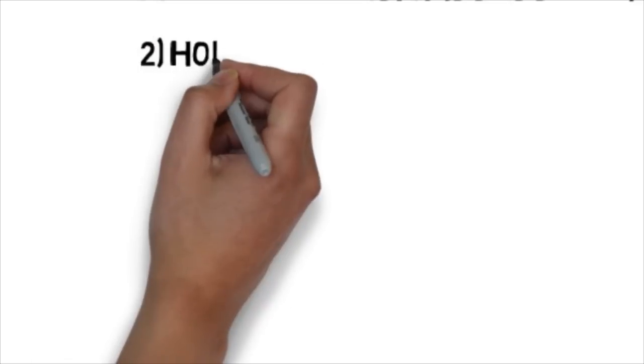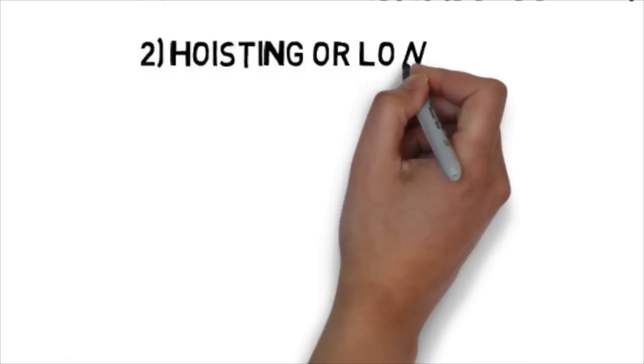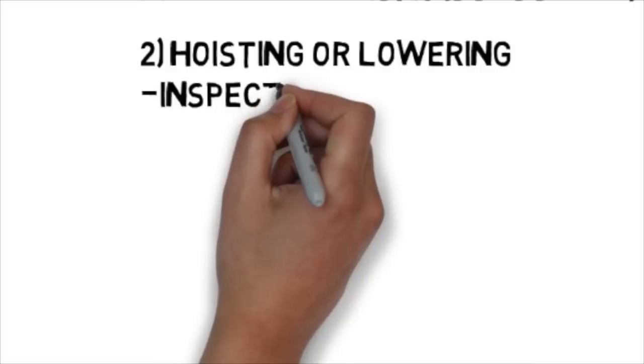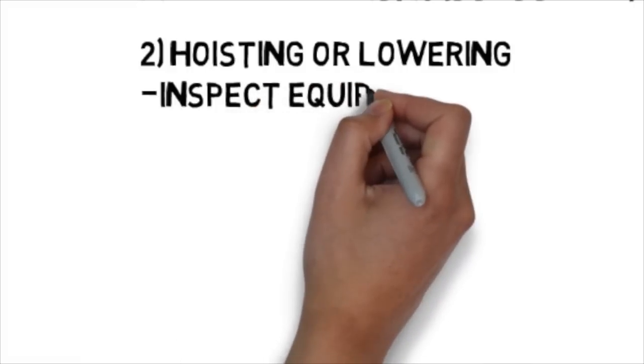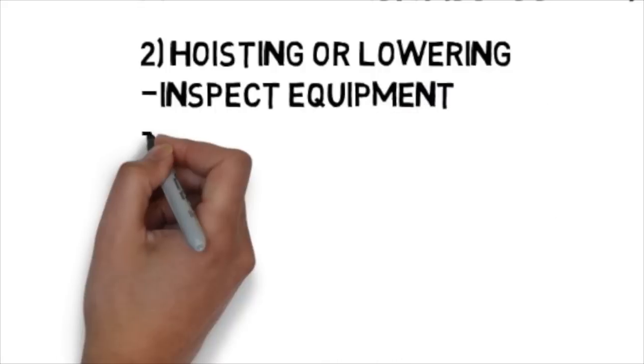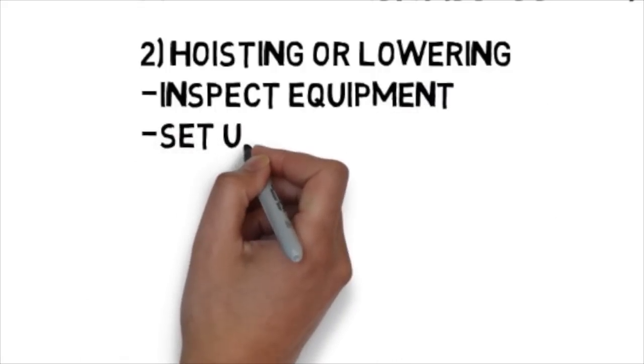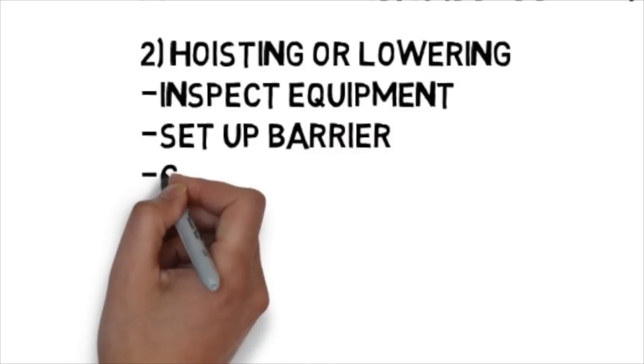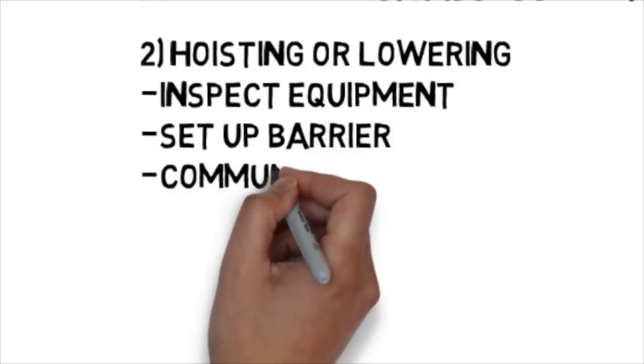Number 2. Hoisting or lowering materials and tools. Inspect ropes, pulleys, canvas bags, harnesses, and rigging before use. Ensure that a barrier has been erected or that the dangerous area has been flagged off. Communicate with your fellow workers and those in the lift area.